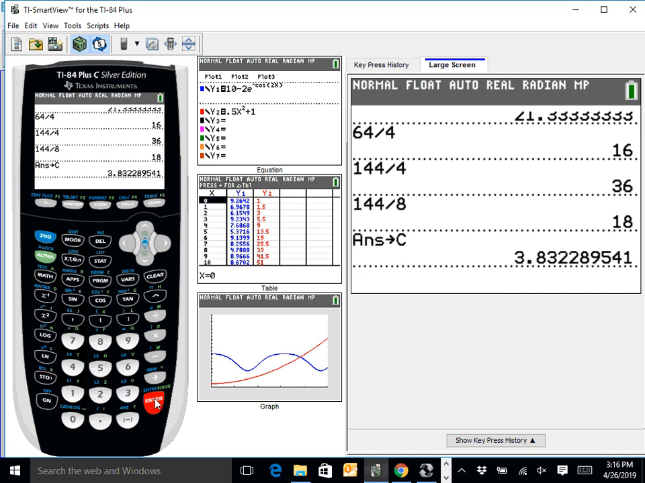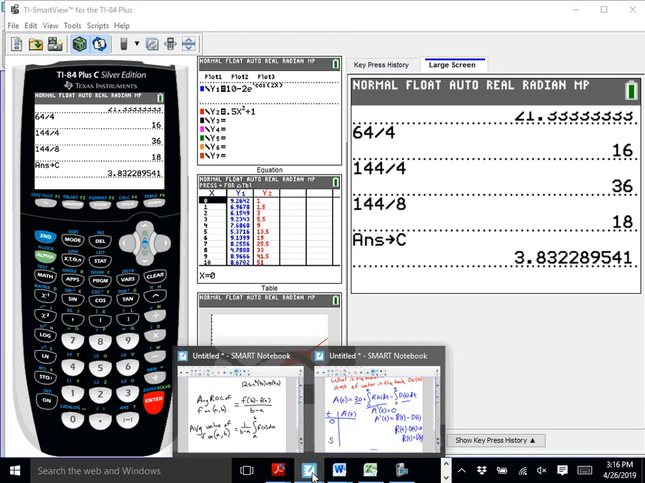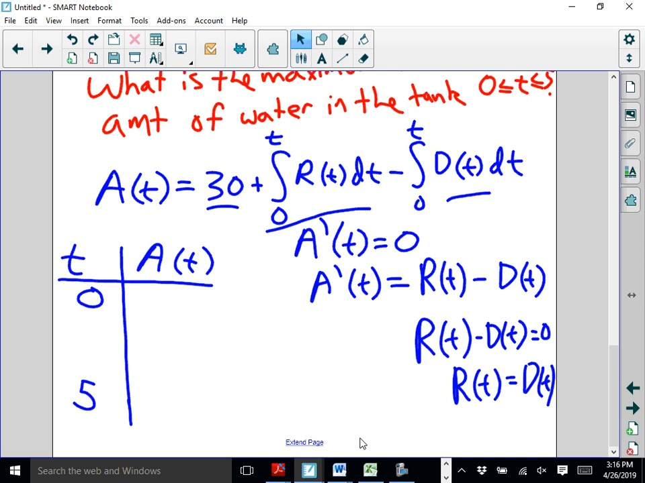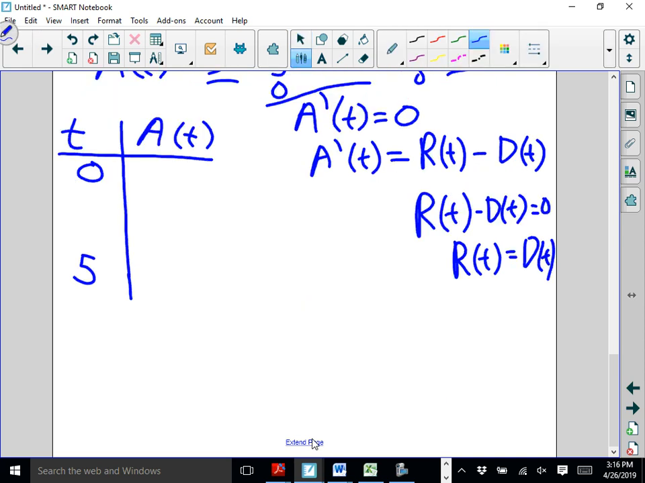So going back here, I'm going to write r of t equals d of t when t equals, I have to write down all the digits, 3.8322895. And I chose that to be letter C. That was my only critical point. The only intersection on the window 0 to 5 occurred at point C.